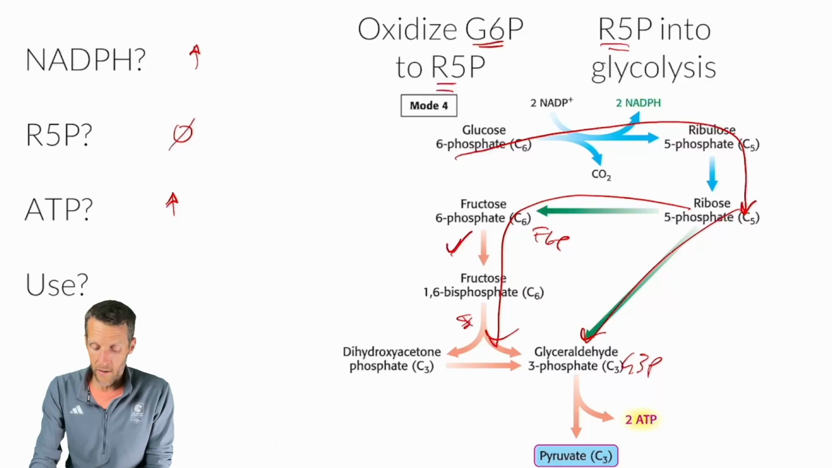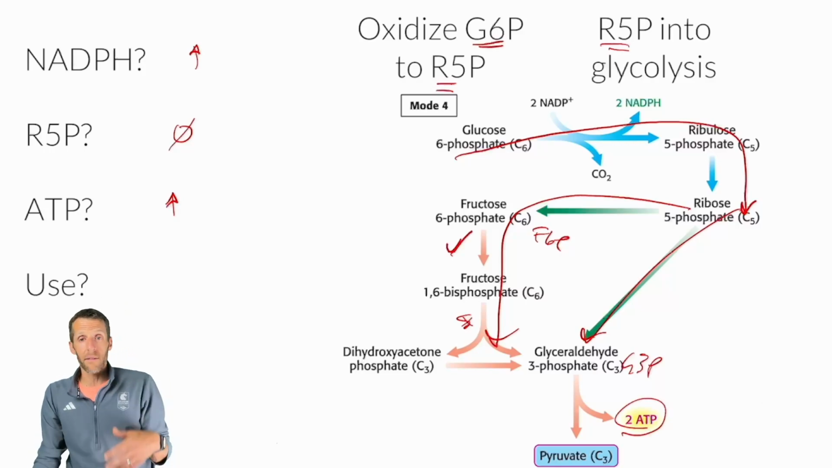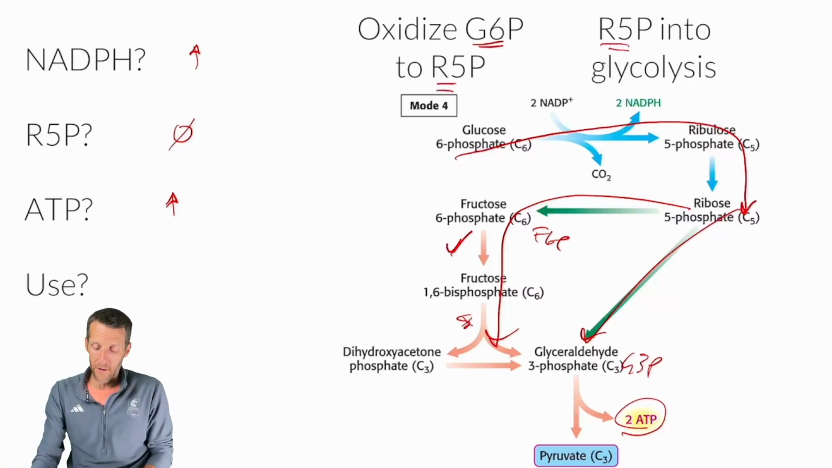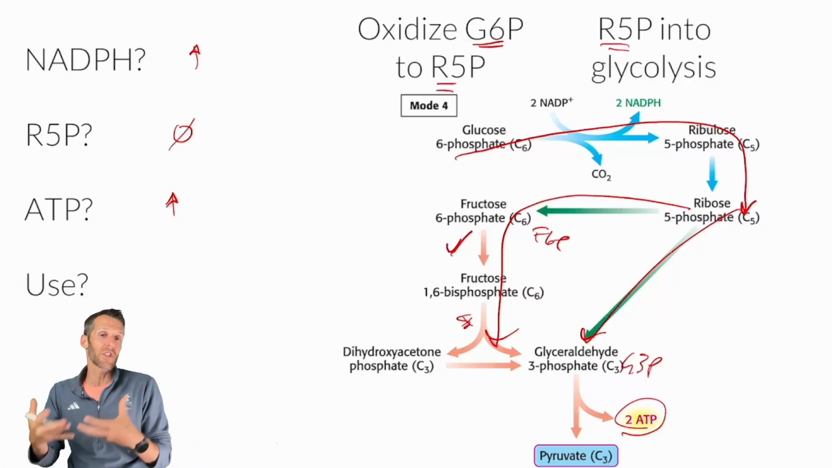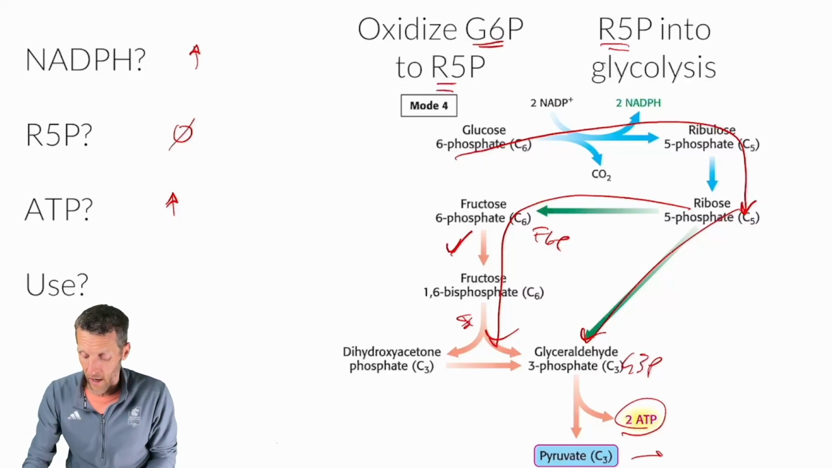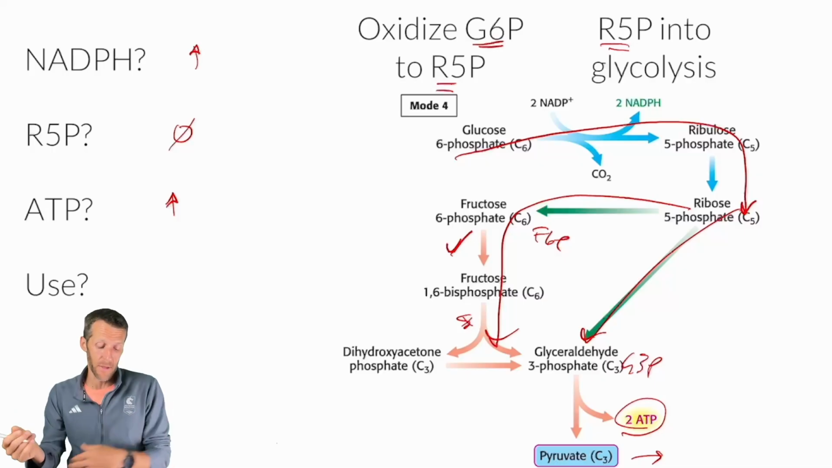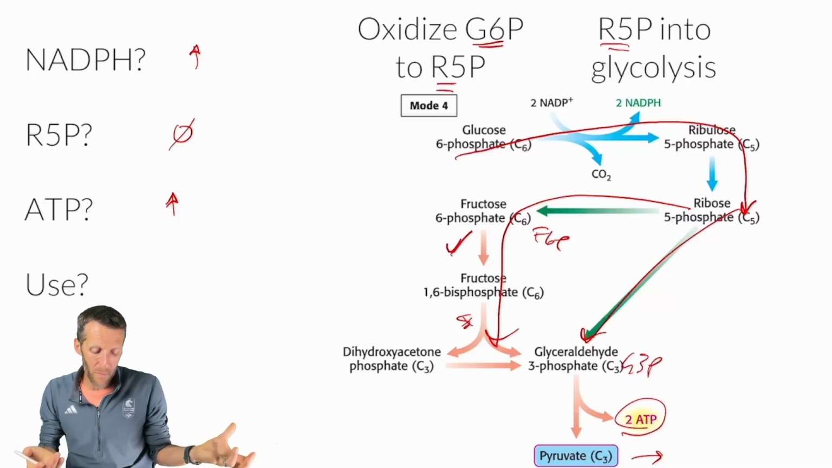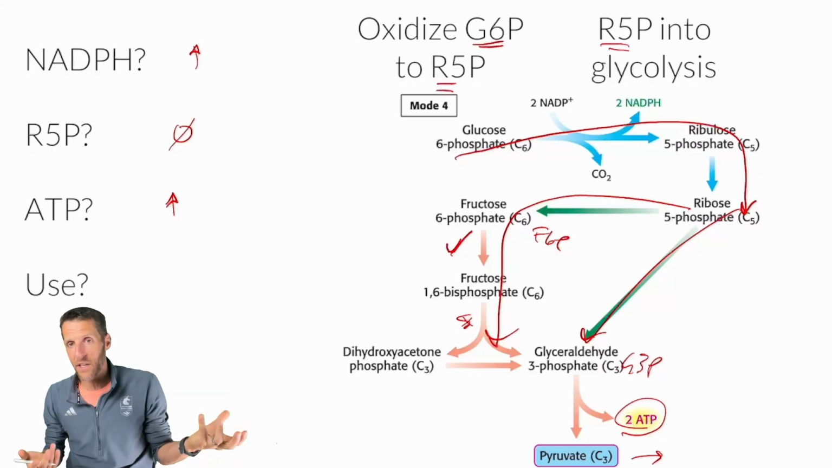But this is glycolysis, right? For every F6P we put in or every G3P we put in, basically for every 3 carbon unit, we're going to get out 2 ATP. So this is a net energy generating pathway. And then if this goes on to say oxidative phosphorylation, we're going to get a ton more ATPs out. So what is this used for? Well, when might you want to make ATP and NADPH?